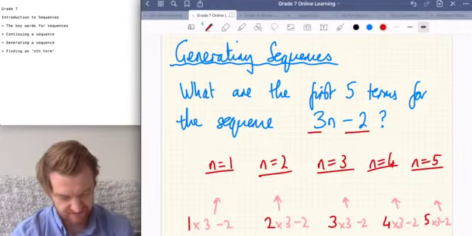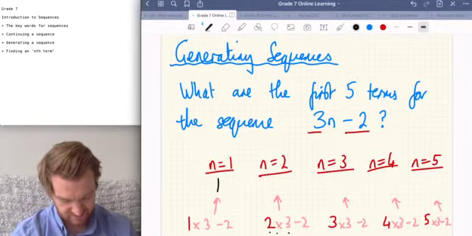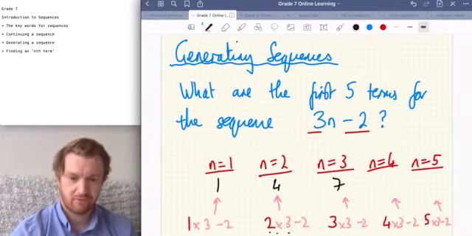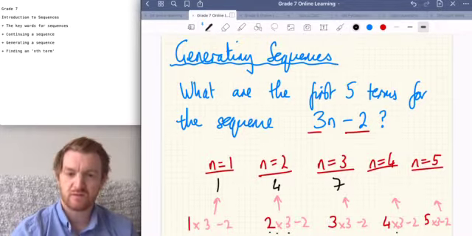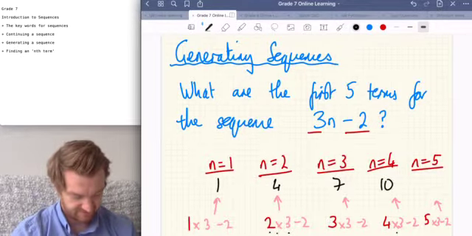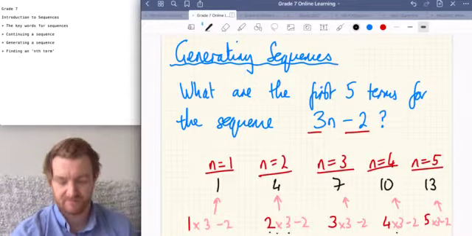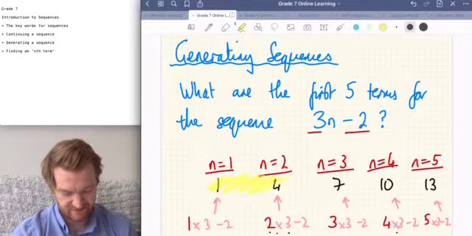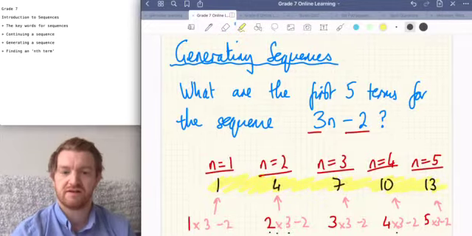1 times 3 is 3, minus 2 is 1. 2 times 3 is 6, minus 2 is 4. 3 times 3 is 9, minus 2 is 7. 4 times 3 is 12, minus 2 is 10. And 5 times 3 is 15, minus 2 is 13. So now I'll highlight it for you. There we go. Now we've got a sequence: 1, 4, 7, 10, 13.